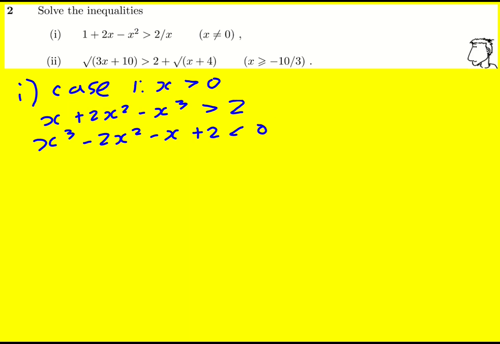And I've got a cubic to deal with. Let's try and find a factor. Well, this is quite a small number. If I put in 1 into here, then I'd get 1 minus 2 minus 1 plus 2, which is 0. So that means that x minus 1 is a factor. I'm using the factor theorem here. I'm just kind of doing it quite quickly. I could try and factorize it directly. I always just do a simple polynomial division.